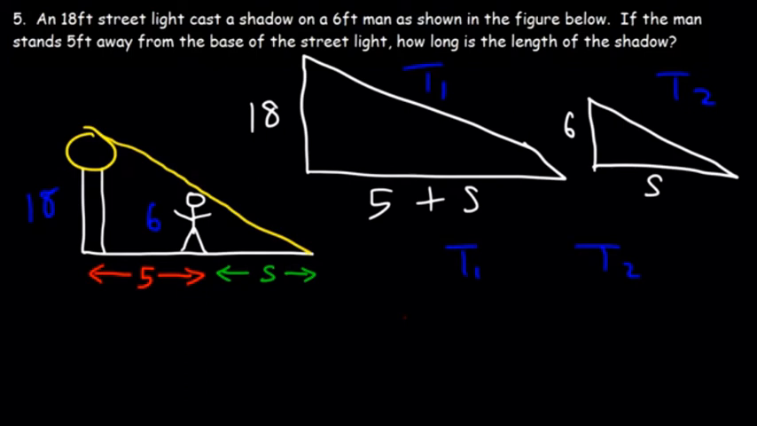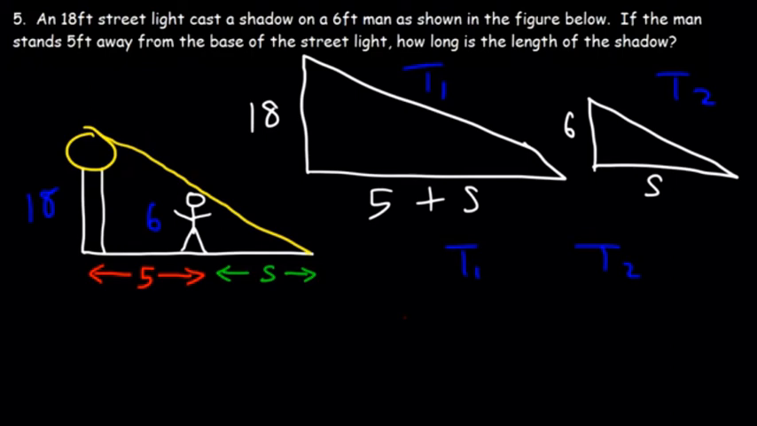So the height of triangle 1 is 18, and the height of triangle 2 is 6. The base of triangle 1 is 5 plus s, and the base of triangle 2 is simply s. So let's cross multiply. So we got 18 times s, and then 6 times 5 plus s, but we need to distribute. 6 times 5 is 30, and then we got 6 times s, which is 6s.